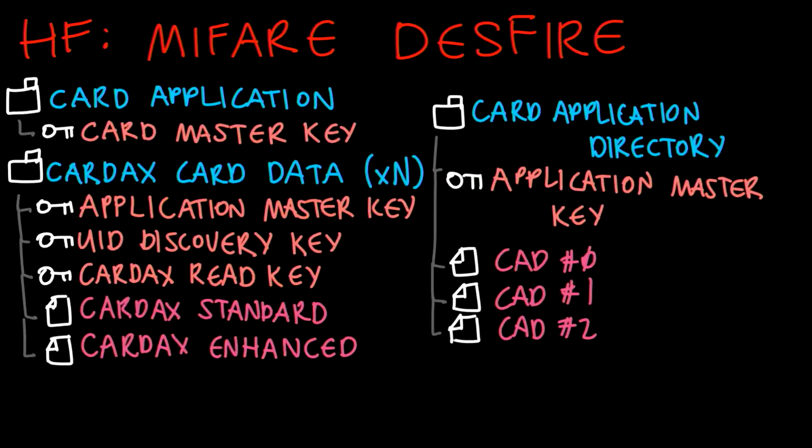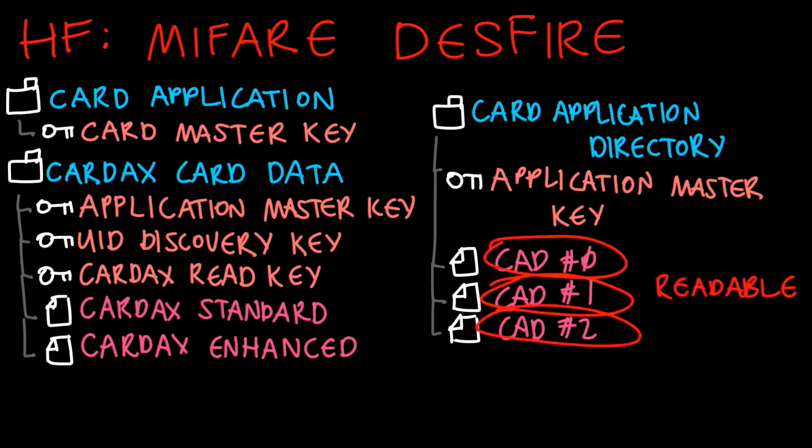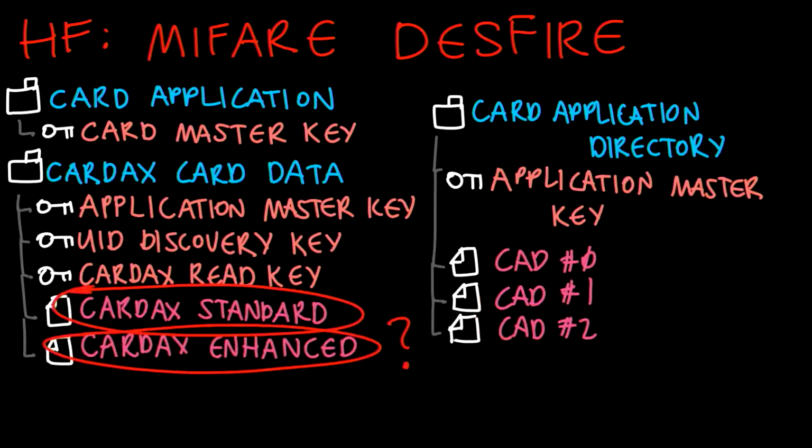So there's the card application, which is always there and it's boring. The card application directory, which is the one on the right, that's boring. Then the Cardax card data application, which you might have multiple of. This is interesting. There are 3 keys that can be used to access this application, and there are 2 data files there. These are all readable by default. They're not interesting, and you'll find out what they're about if you read my stuff later on. But these we can't read without using one of the keys.